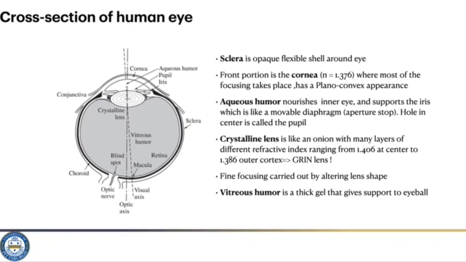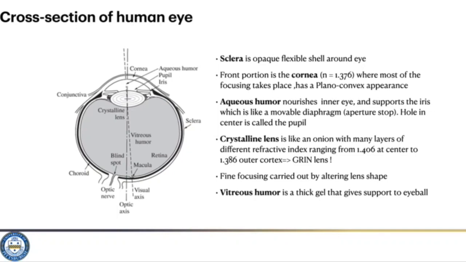After the region of the cornea is the aqueous humor, which nourishes the inner eye and supports the iris. The iris is a movable diaphragm in the eye, with a hole in the center. You can think of the iris as an aperture that you can close down, just like in a camera, and this hole in the center is called the pupil. The iris also is responsible for the color of eyes.